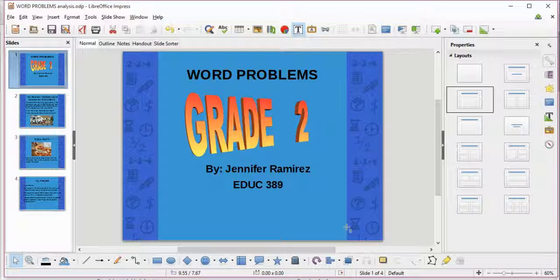Hello, my name is Jennifer Ramirez, and I am going over my word problems that I created based off the Common Core State Standards for grade 2. Earlier in the semester is when I created them.